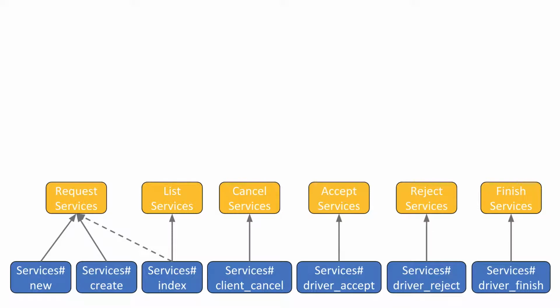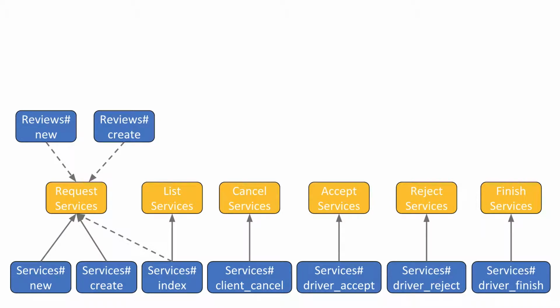If in the future we implement a feature that allows services to be reviewed, it could make sense to make the reviews new and reviews create controller actions part of the request services business process. There is no right or wrong way of organizing your controller actions into business processes. It really depends on your business. However, you are also welcome to adjust your groupings at any time. Since everything is configured in the database, you won't need to do any code changes.